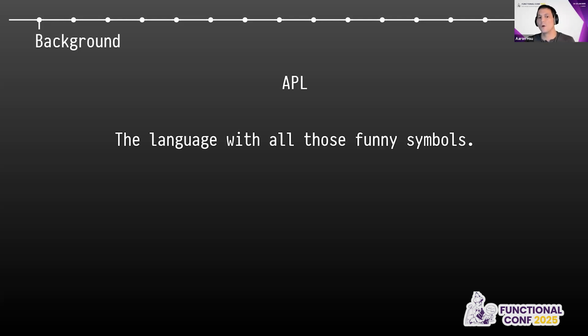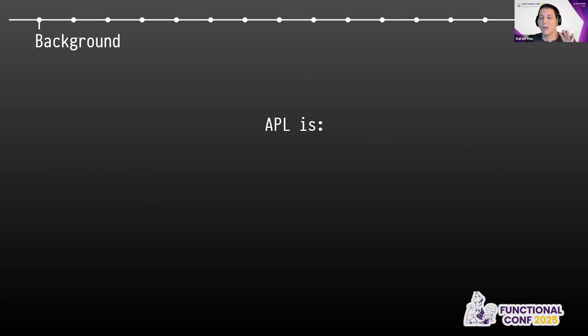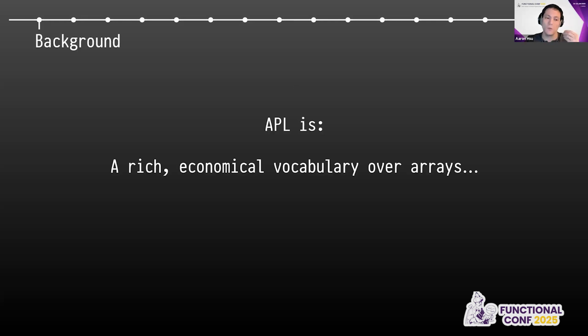And for those who know, APL is the language with all those funny symbols. And so most people, when they see APL, they see this and they think, oh, all those funny, crazy symbols. But we're not going to do that. We're not going to actually talk much about the symbols at all. I'm not going to explain any symbols. But it is helpful to know conceptually, what is APL as a language? Conceptually, we can think of APL as a very rich economical vocabulary for computing over arrays. But there are other languages that do that. So what sets APL apart, in a big way, is that APL has a killer syntax for doing this.